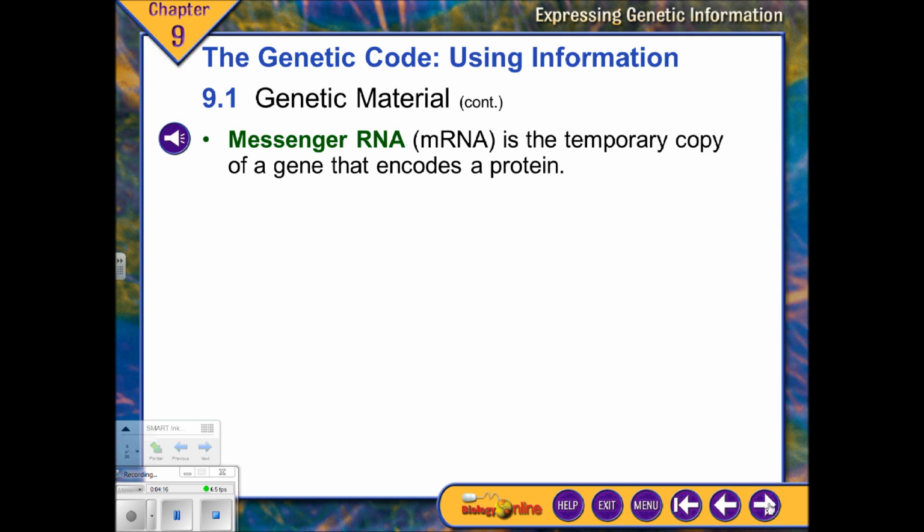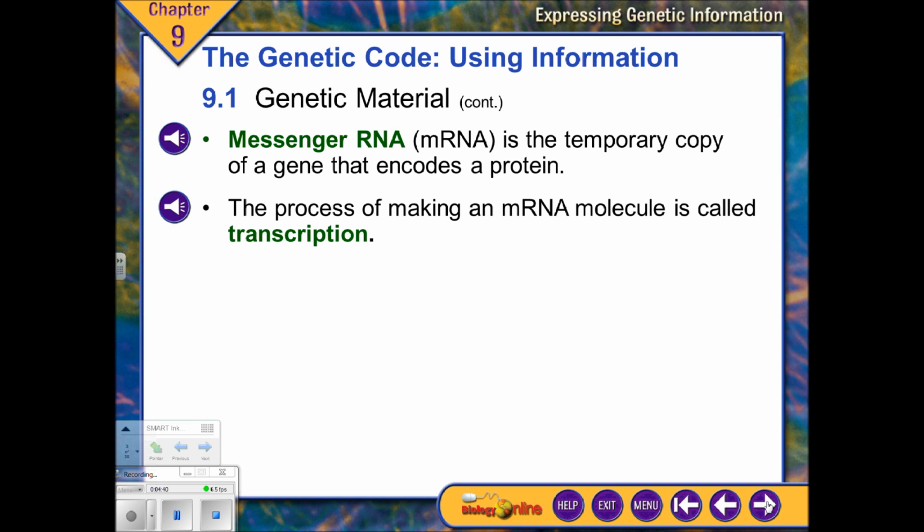I mentioned the messenger RNA. It's a temporary copy. It's a complementary copy of the DNA that is carrying the instructions for making the protein. And it can be used over and over, but eventually it's fragile and it'll break down and we'll just need a new copy. The process of making the messenger RNA is called what? Transcription.